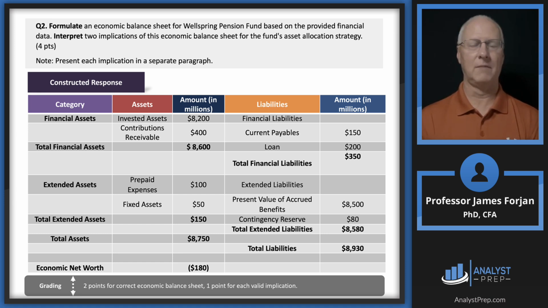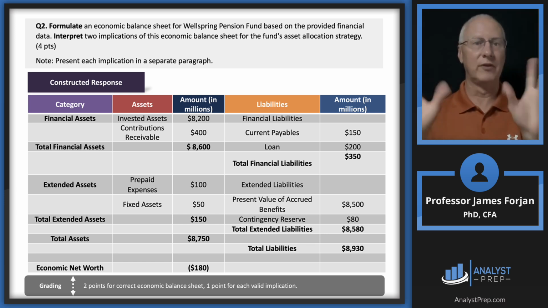I won't spend too much time. Two things. Make sure that you're aware that those prepaid expenses, those are assets. And then the contingency reserve, that's kind of like equity. Don't really think of it that way. So that goes over on the right-hand side of the balance sheet.